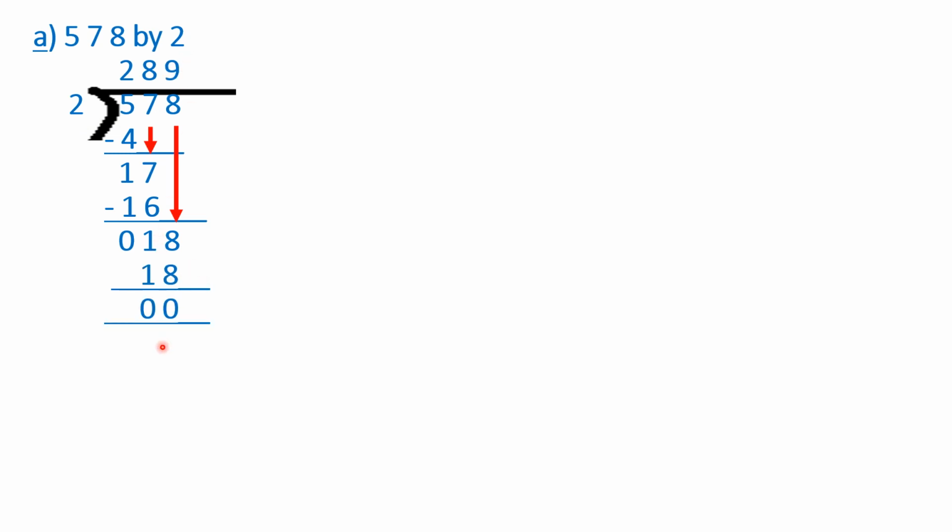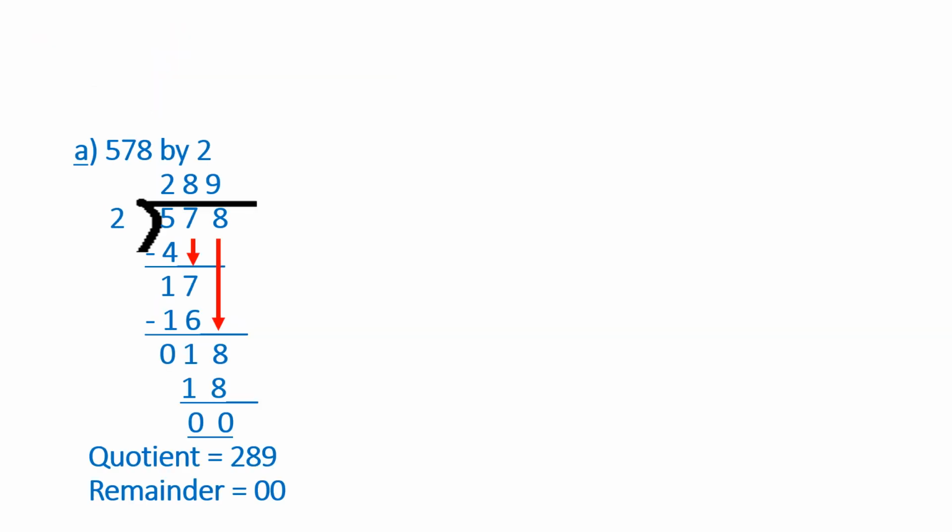Now you subtract 8 minus 8 is 0, 1 minus 1 is 0. So your dividend is 578, your quotient is 289 and remainder is 0. Because no more digits are there, our division stops. Now you just write the quotient and remainder. No checking is there, so you will not do the checking.